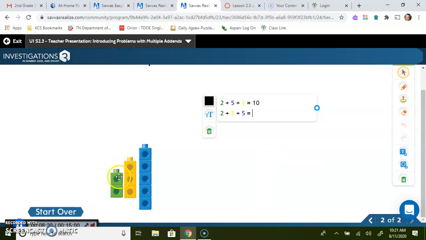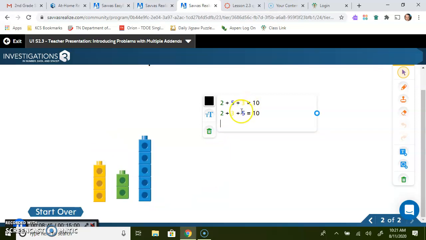So this time I have 2. Let's count on 2, 3, 4, 5. Make sure you're counting with me. 6, 7, 8, 9, 10. I still have 10 over there. Let's switch it up a different way. Let's put the 2 greens in the middle this time.